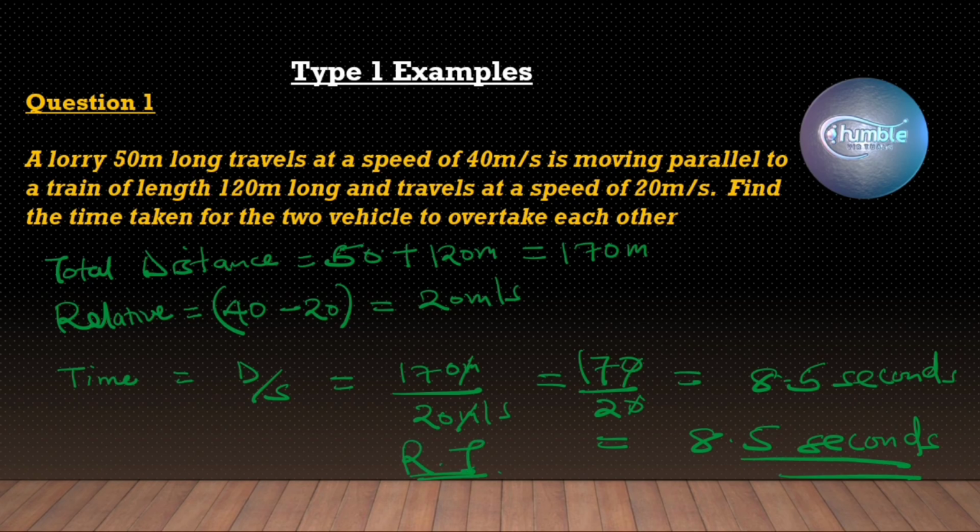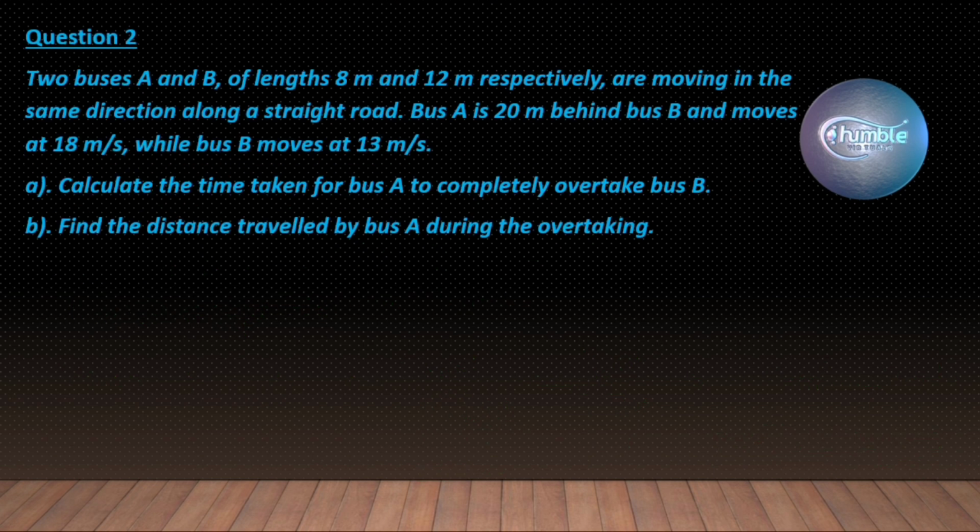Example 2. Two buses A and B of length 8 meters and 12 meters respectively are moving in the same direction along a straight line. Bus A is 20 meters behind bus B and moves at 18 meters per second, while bus B moves at 13 meters per second. Calculate the time taken for bus A to completely overtake bus B. Find the distance traveled by bus A during the overtaking.